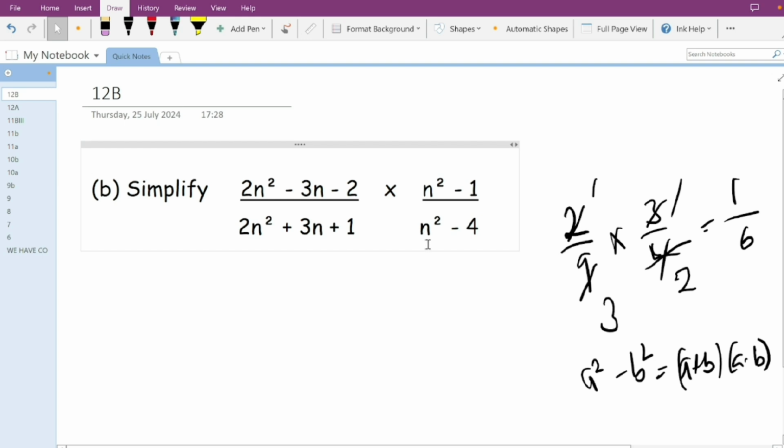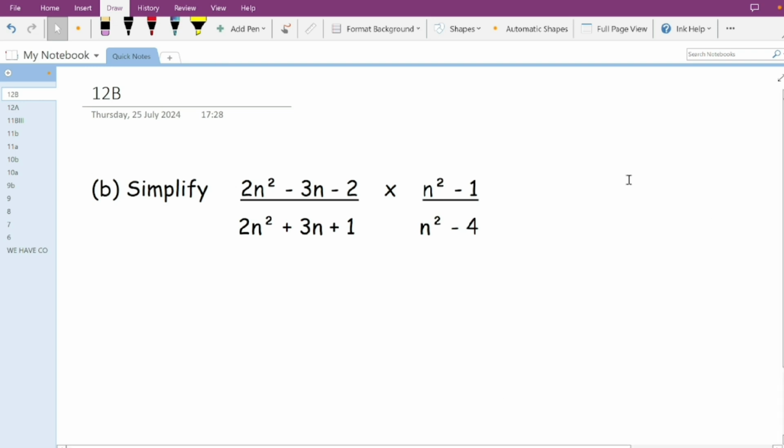You have your n² as your a², but what about the one at the back? Do you know that this is 2 squared? 2 times 2 is 4. Then this is 1 squared because 1 times 1 is 1. If you're not good at picking out difference of two squares, you have a problem with this question. We'll factorize this. We've been factorizing before, so this shouldn't be a problem. We'll be solving all of them as we go down.